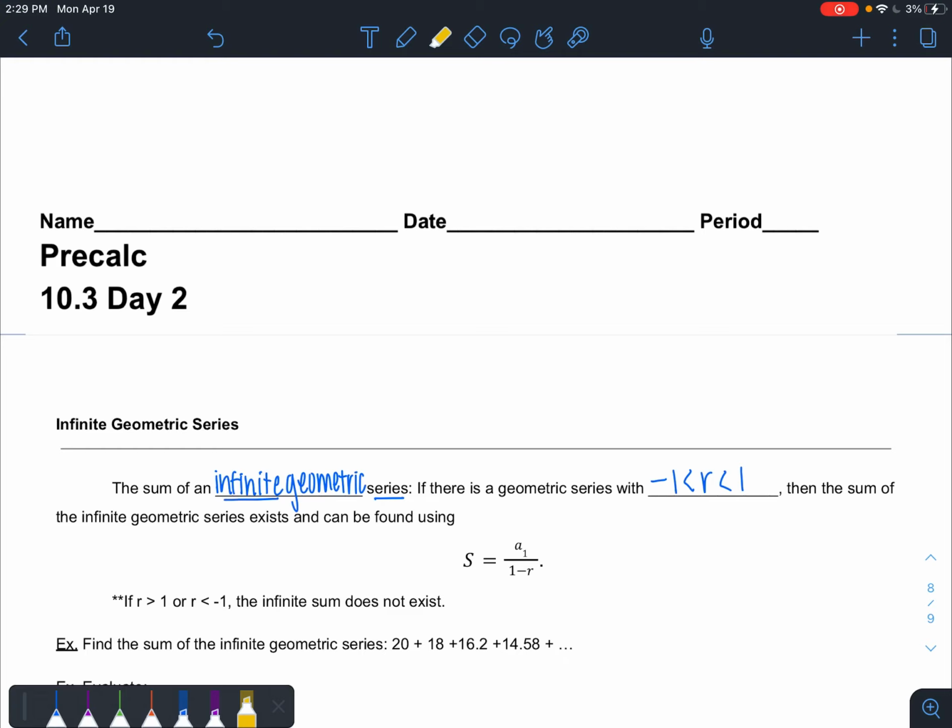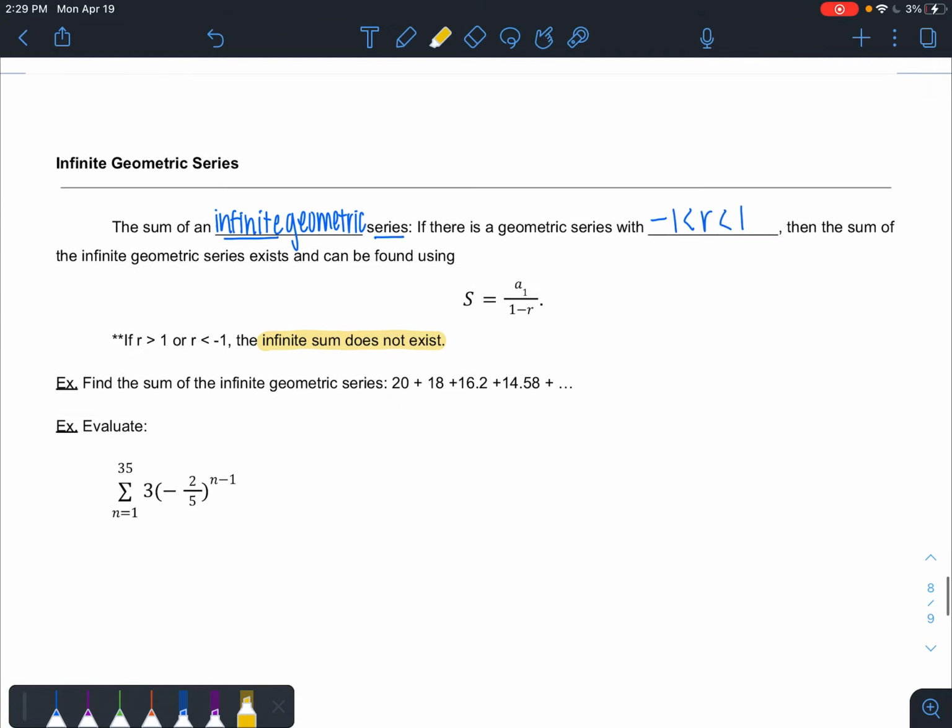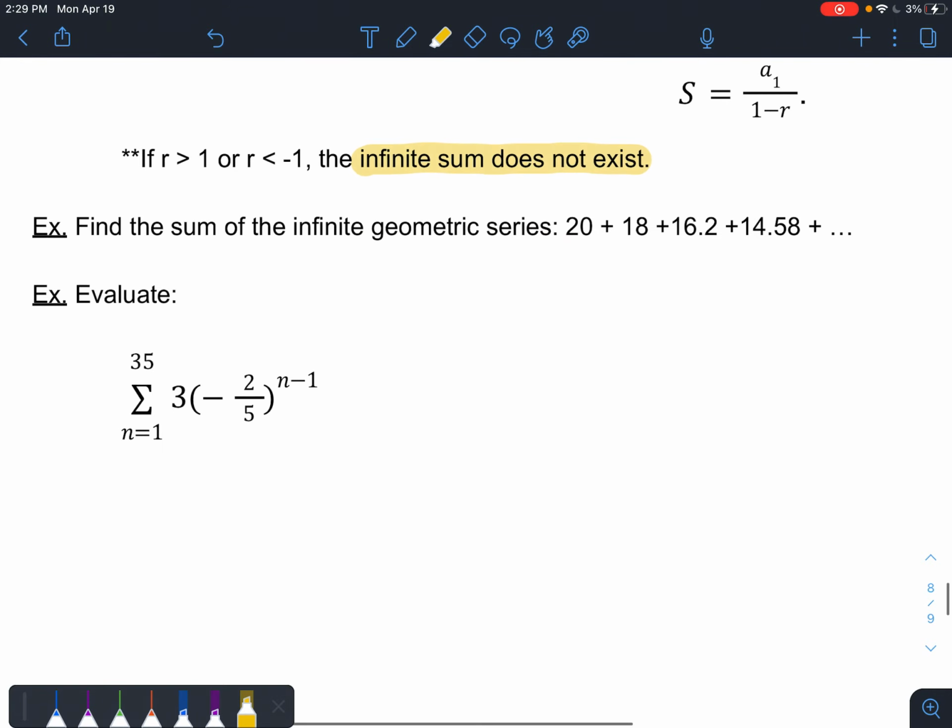So the sum of an infinite geometric series: if there's a series where r is between -1 and 1, then the sum of the infinite geometric series can be found using this equation right here. So S equals a sub 1 over 1 minus r. If r is greater than 1 or r is less than -1, then the infinite sum doesn't exist.